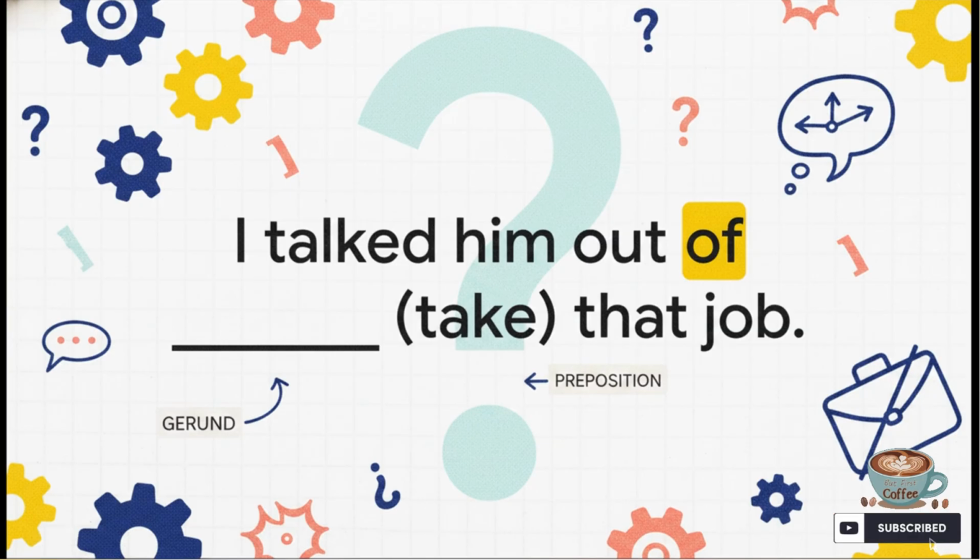I talked him out of blank that job. Should you use take, taking, or to take? Scan the sentence really quickly. Do you see that tiny word, of?